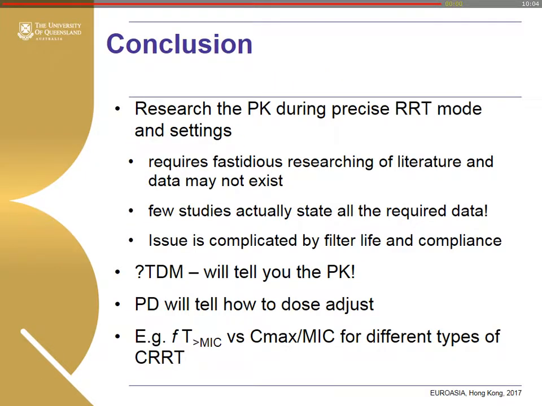So in conclusion, I hope I've convinced you that this is a very complicated area, but if you think about it in a lot of detail, it is very possible to make rational decisions on what doses should be used in individual patients. I think it would be remiss of me not to say that if you have access to therapeutic drug monitoring, then this is actually the easiest thing to do, because if you know what the pharmacokinetics are in the individual patient, then it can tell you what sort of dosing you need. I think I'll just conclude there. Thank you.